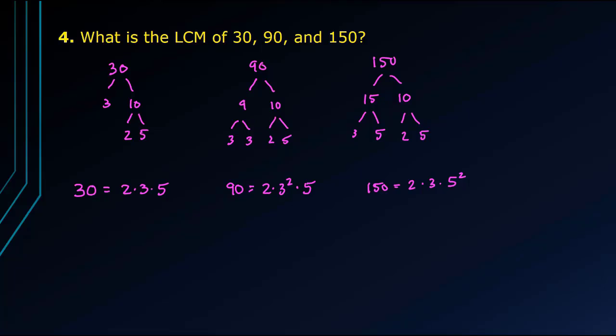This one has a 3, this one has a 3 squared, this one has a 3. So the highest power of 3 that I see is a 3 squared. So I'm going to choose 3 squared, and of course 5, 5, and 5 squared. I'm going to choose the 5 squared. So the least common multiple is going to be 2 times 3 squared times 5 squared, which is 450.